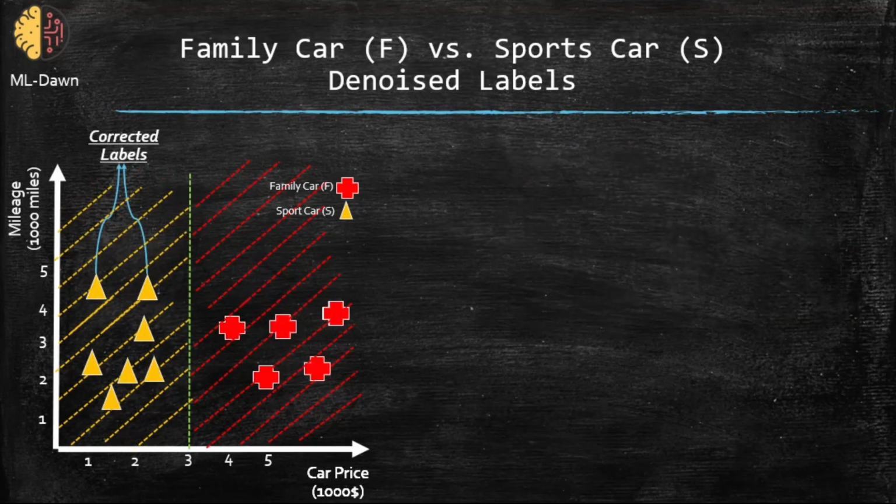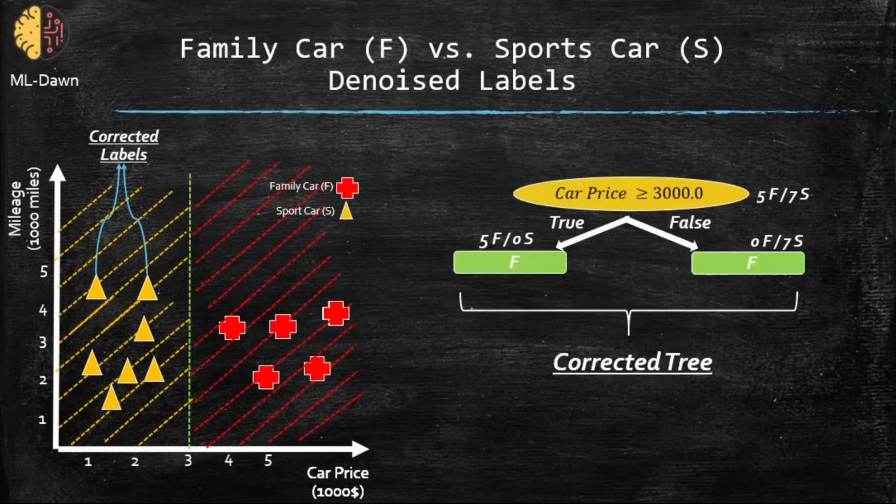Now imagine if we denoise these labels. We change those two and correct them, so those two instances are now correctly labeled as sports cars. How does this change the training experience? As you can see, the algorithm only needs car price to successfully divide the input space. Anything larger than 3,000 will fall under family car, anything smaller than 3,000 will fall under sport car, and this is represented in the tree as well. If you look at this corrected tree, we don't even need mileage to split anywhere. It is a much smaller tree and a corrected one.